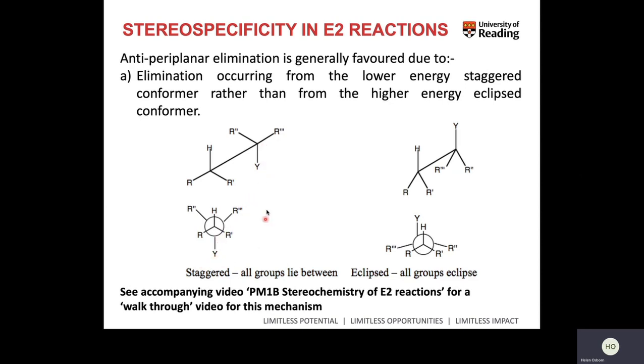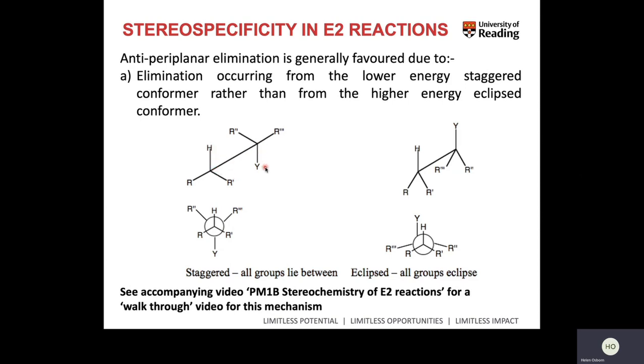So when we do this configuration, remembering that we're looking along this bond here, we see that every group here is lying between the groups on that back carbon. So it's what we call staggered. They're not in front of each other, they're staggering each other. Here and here, we've got this in between. Here and here, that's in between. Here and here, that's in between. So it's staggered.